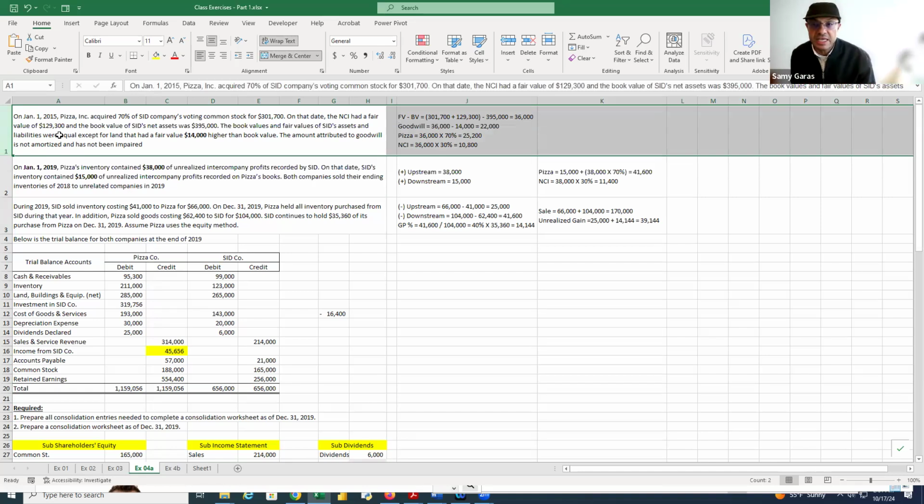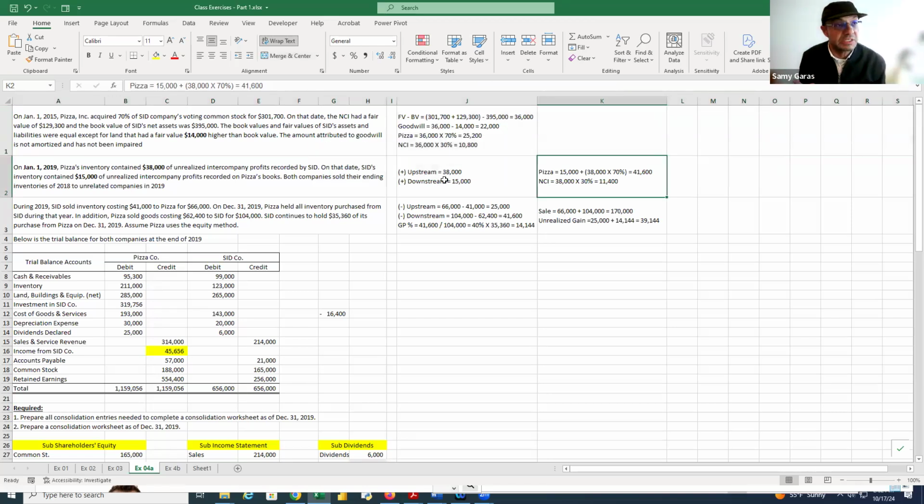In 2018, he said, Pizza's inventory contained 38 of unrealized gain reported by said, which means if Pizza has the inventory, this is sales coming from the subsidiary. It means it's an upstream. And then on that date, said inventory contained 15,000 coming from Pizza. So this is downstream. I will take the upstream 38,000 and divide it between the parent 70% and the NCI 30%, as you can see here. The downstream cannot be divided. All of it will go to the parent company.